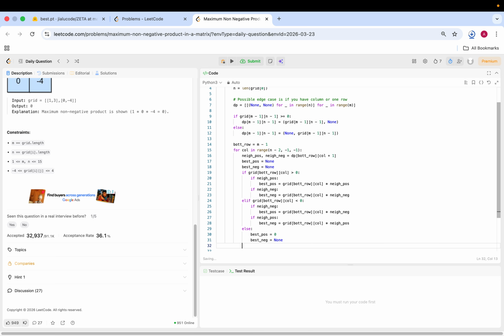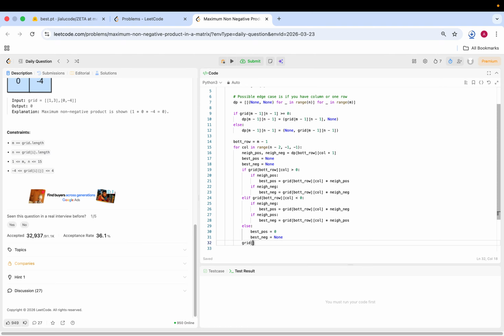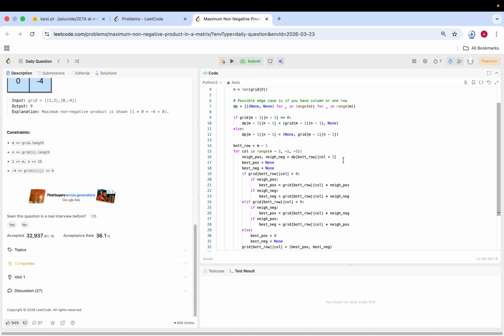And then the tuple we make, what's the tuple? The tuple we make, so grid at the bottom row at the current column would be the best positive and the best negative. Okay, so that's just the bottom row.